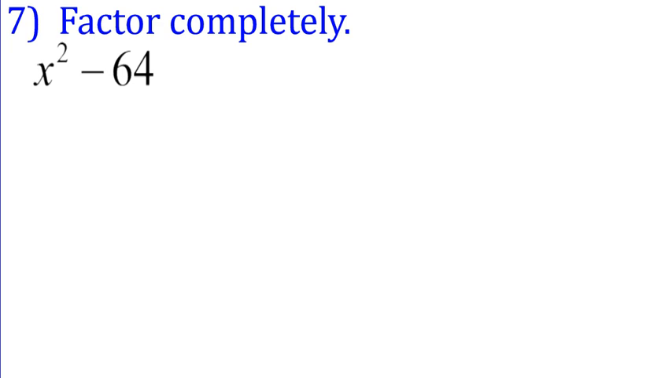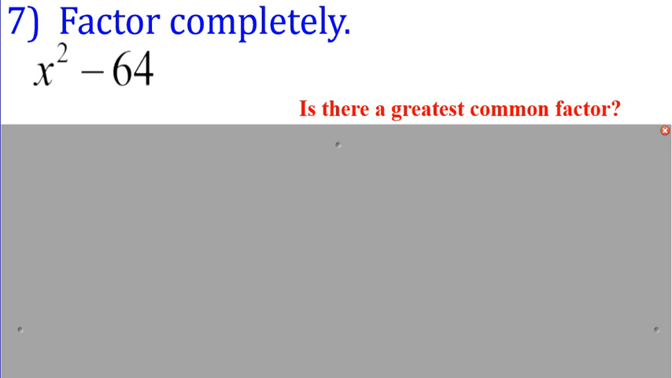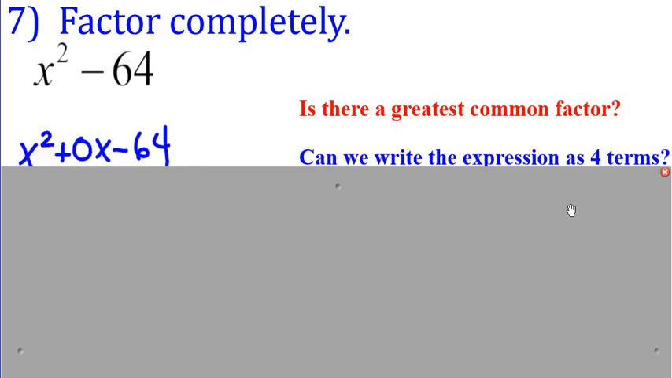Let's try this polynomial, x squared minus 64. Again, the first thing we're looking for is, is there a greatest common factor? And we can see that one does not exist. So again, our goal is to be able to write it in 4 terms.